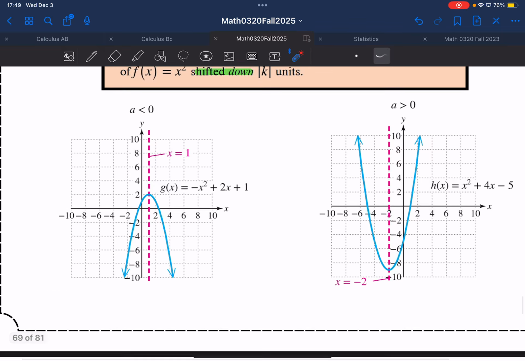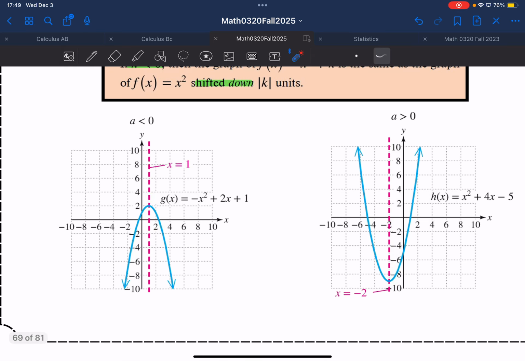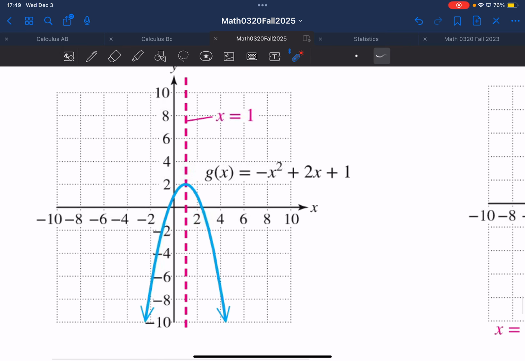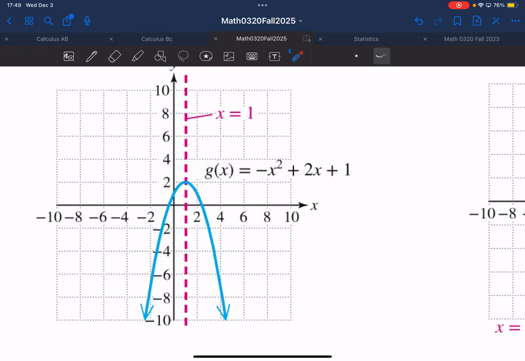So here we have some examples. Not ones that we have to solve, because they do this for us. But notice that we have a parabola. The parabola is opening down, which means this point at the top right here would be our vertex. So I'm going to label that vertex. Would it be a maximum or a minimum? A maximum. So I'm going to put max in parentheses.